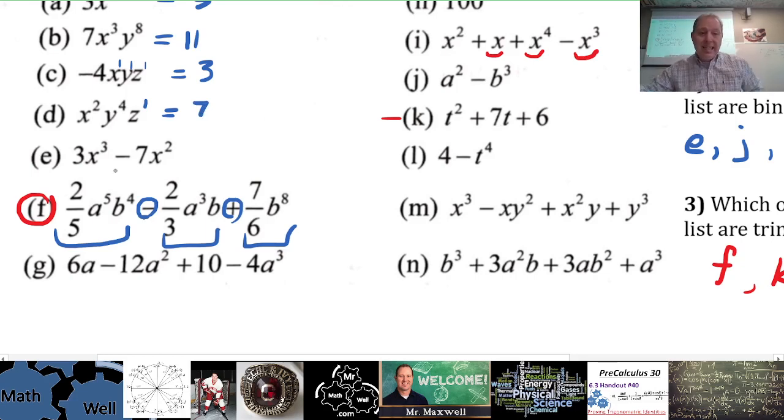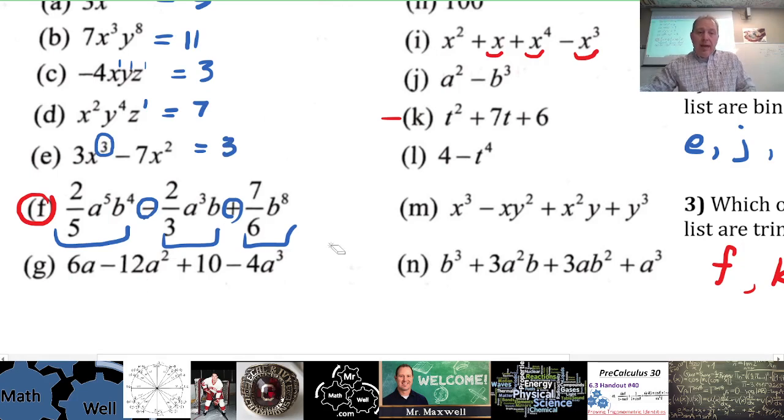Very good. All right, E. Now again, we don't add up the exponents on different terms ever. This is just a one variable expression. So I look at the largest exponent on the variable, and in this case it's 3, so the degree of this polynomial is 3.